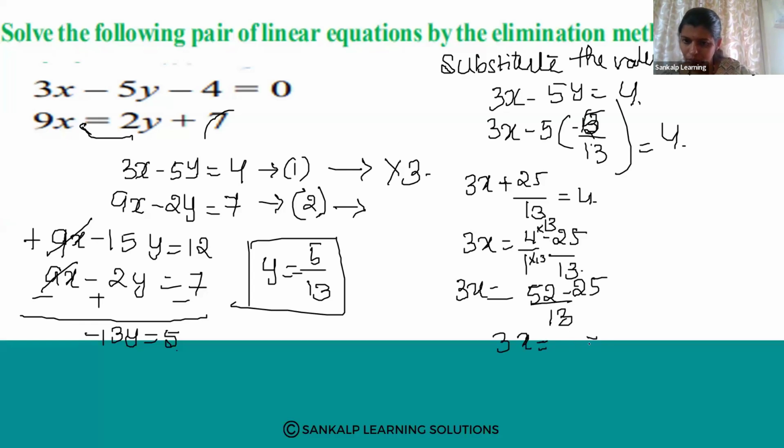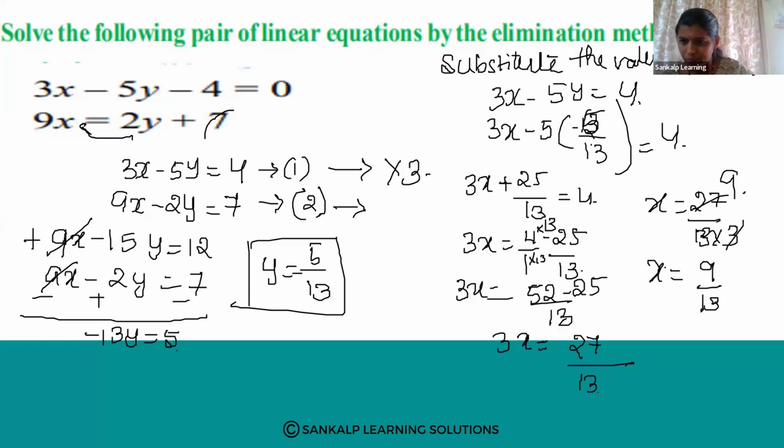12, 7 it is 27. 27 divided by 13. Now, 27 divided by 13, transfer this 3 to this side. You will get x is equal to 27 divided by 13 into 3, right? 3 ones are 3, 3 nines are 27. Finally, you will get x is equal to 9 divided by 13.